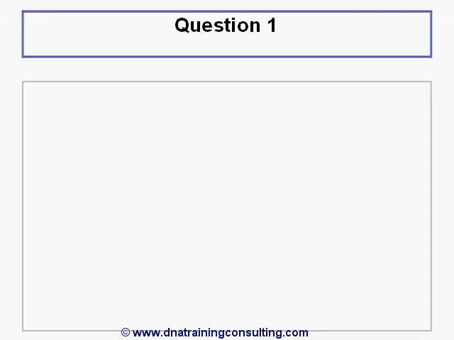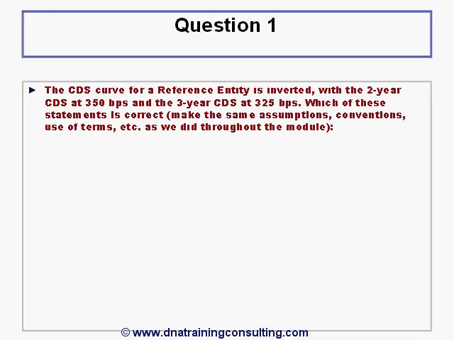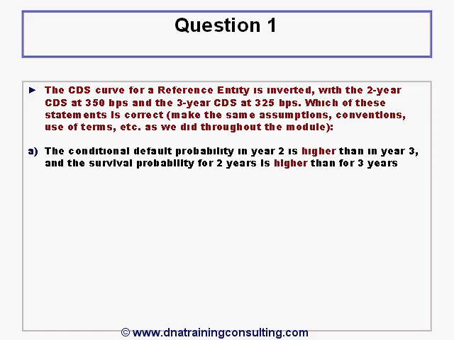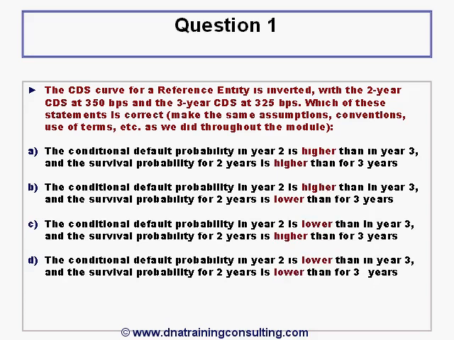Question 1. The CDS curve for a reference entity is inverted with the 2-year CDS at 350 basis points and the 3-year CDS at 325 basis points. Which of these statements is correct? Make the same assumptions, conventions, use of terms, etc. as we did throughout the module. Here are your 4 possible solutions: A, B, C, and D.